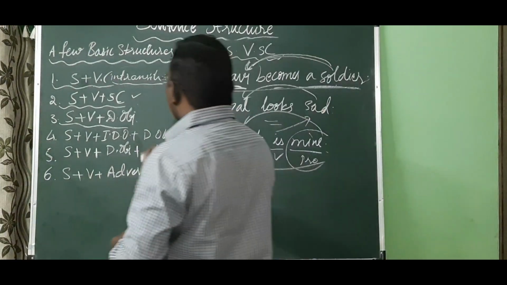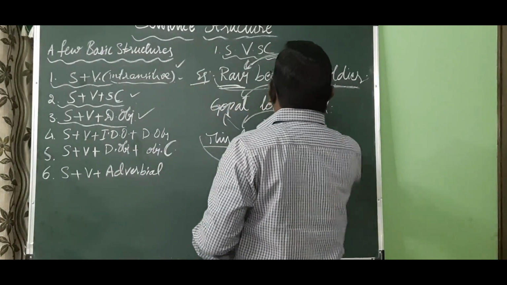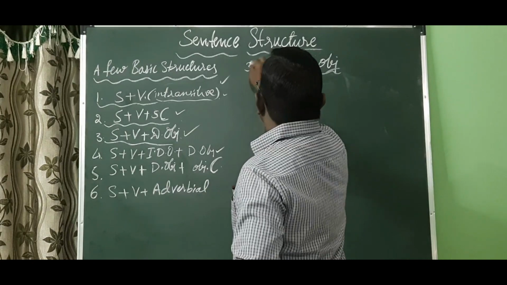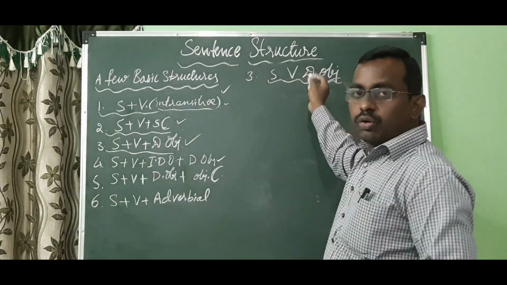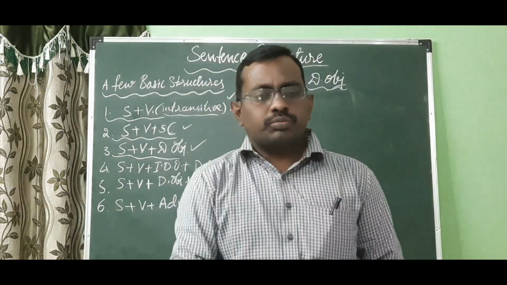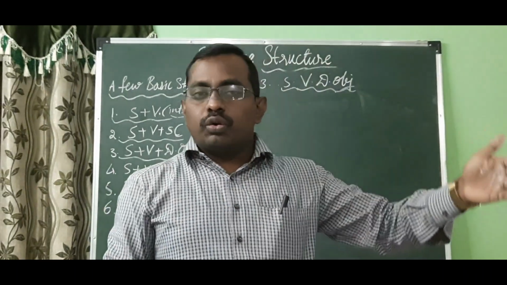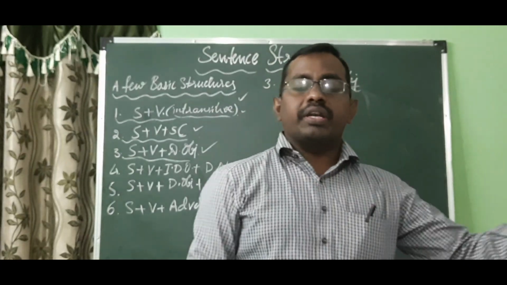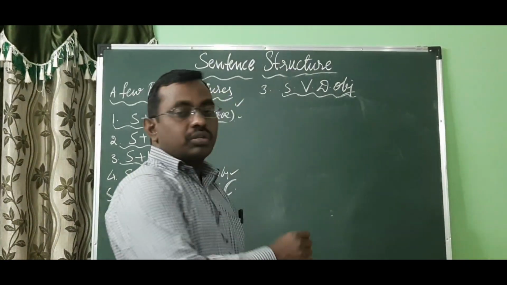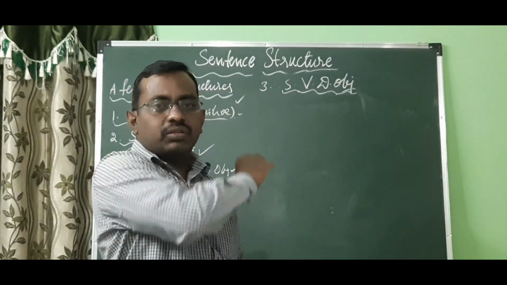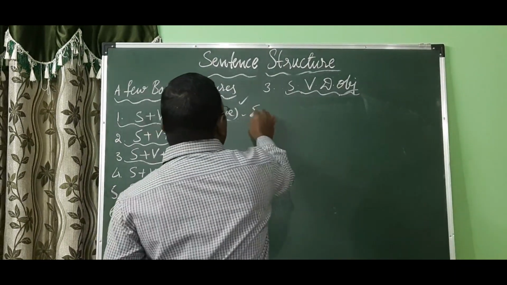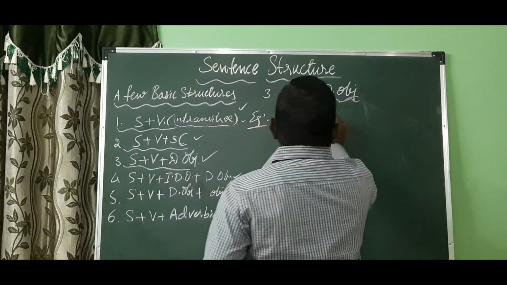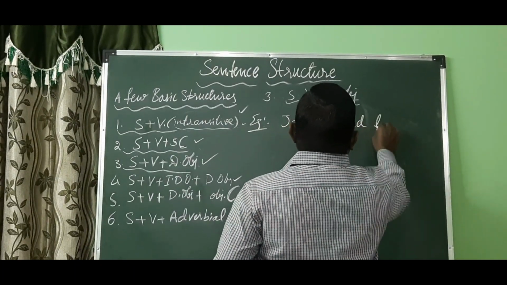Next, let us take another structure: subject, verb, direct object. What is a direct object? It always follows a transitive verb. It directly receives the action of a transitive verb. We call it a direct object. For example, Jane kicked the ball.